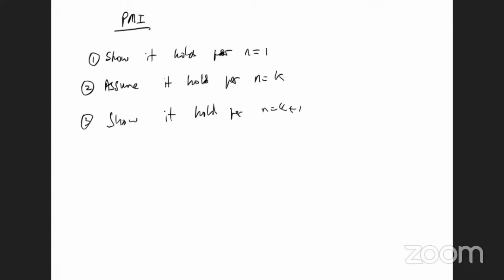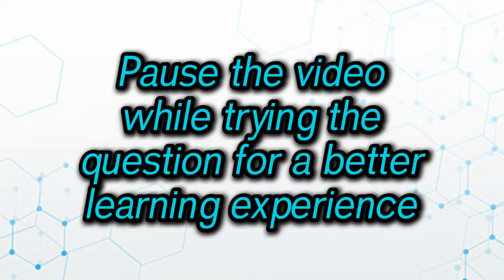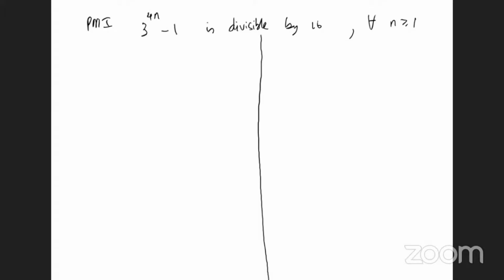So today, I'm going to give you one hard one with divisibility, and then we go into the summation type. I want you to prove by mathematical induction that 3 to the 4n minus 1 is divisible by 16 for all values of n more than or equal to 1. Do the usual steps.